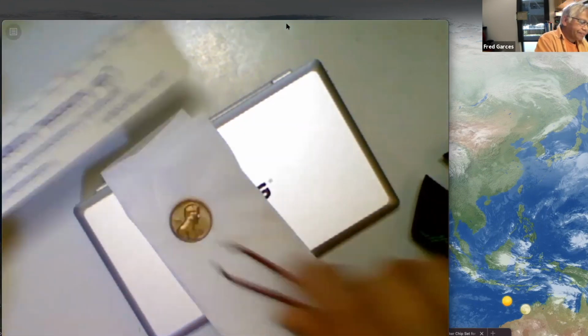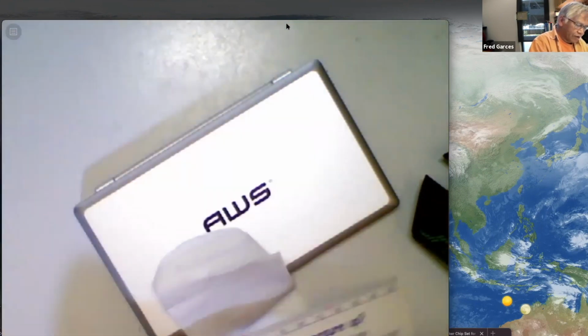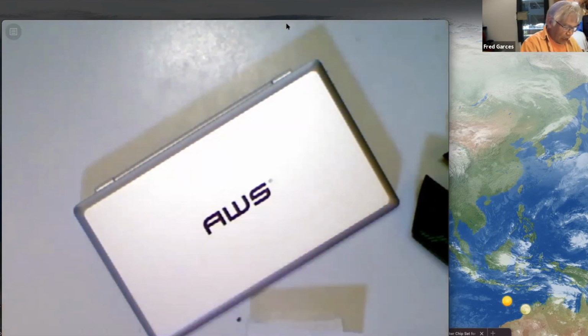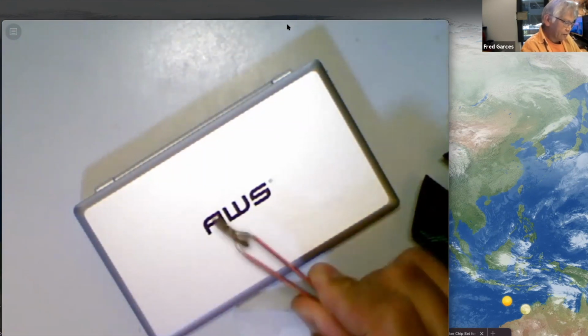And then the next measurement that you guys are going to be doing is you have got to measure the thickness.